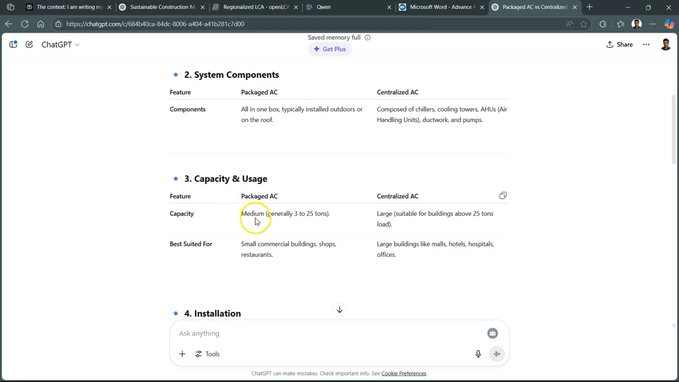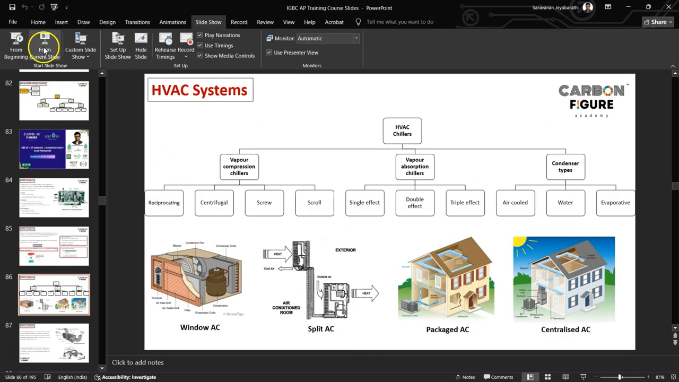Capacity and usage: packaged AC is medium capacity, 3 to 25 tons, whereas centralized AC is suitable for buildings with loads above 25 tons. So centralized AC is the bigger one, right? Packaged AC is just like bundling both indoor and outdoor units in the same place in a single casing and supplying the cold air into the building through the ducts. That is what I could understand. Centralized AC is a completely different set of components like chillers, towers, AHUs, and ductwork. So I hope that answers it, right?